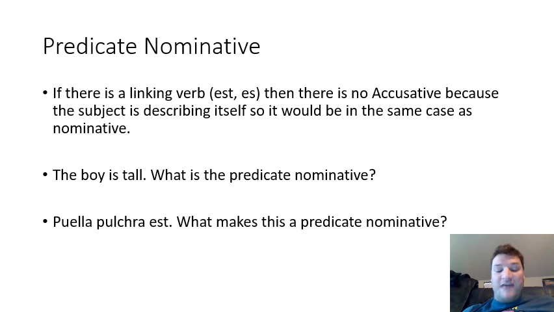So here's another Latin sentence. Puella pulchra est. Puella is the subject, meaning girl. Pulchra is an adjective meaning beautiful, and est is a linking verb meaning is. So the predicate nominative is in the same case, which is the nominative case, as the subject. That is pulchra. Okay, that is why it's a nominative. Some of you had trouble with that, but when I went over it, it seemed like you got it. So hopefully this helped a little bit.